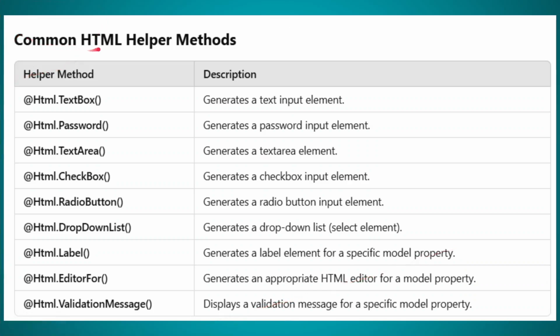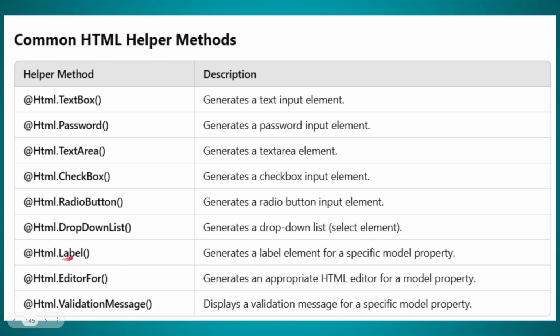Common HTML helper methods. @Html.TextBox generates a text input element. @Html.Password generates a password input element. @Html.TextArea generates a text area element. @Html.CheckBox generates a checkbox input element. @Html.RadioButton generates a radio button input element. @Html.DropDownList generates a drop-down list select menu.